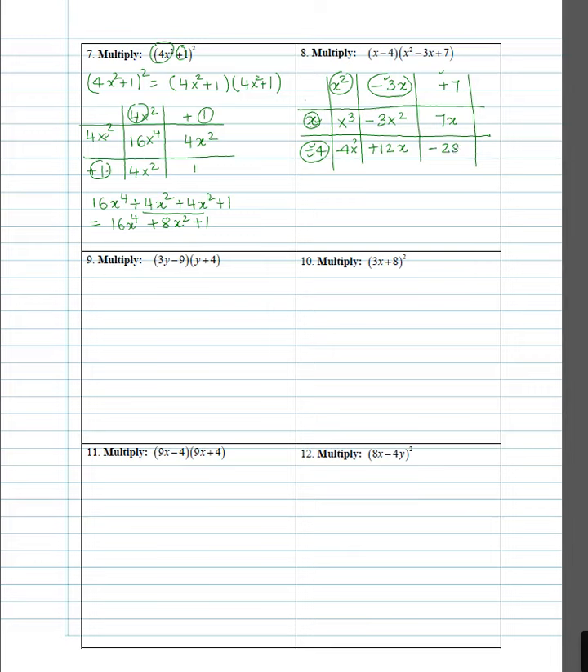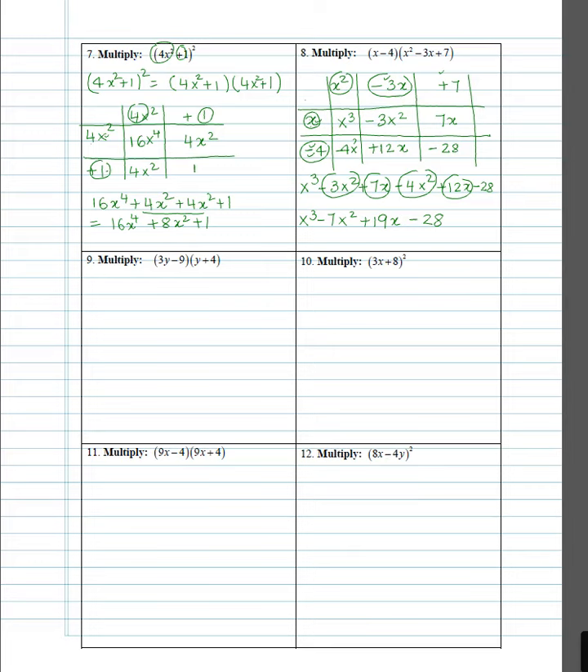Now I would go ahead and see if I have any like terms. I'm going to rewrite them. So x cubed minus 3x squared plus 7x minus 4x squared plus 12x minus 28. So when I look at it, I have x squared terms: negative 3 and negative 4 gives me negative 7x squared. 7 and 12 gives me positive 19x minus 28.